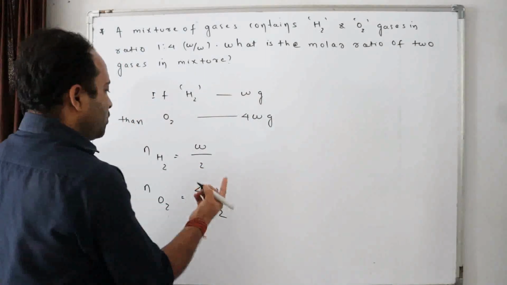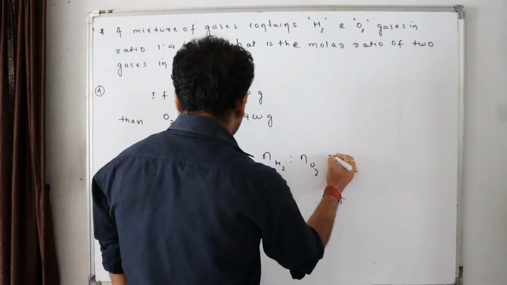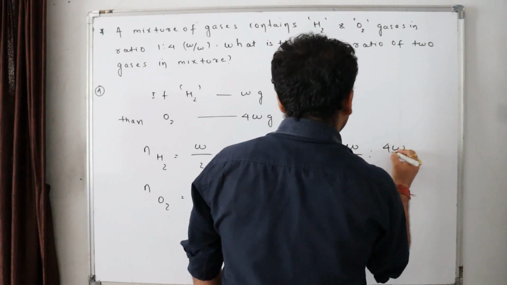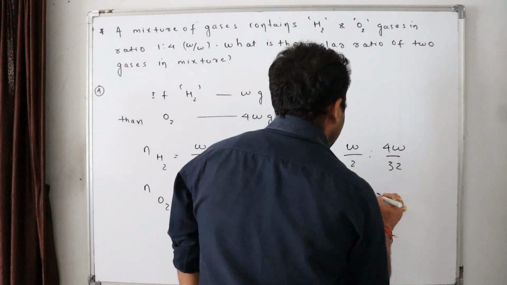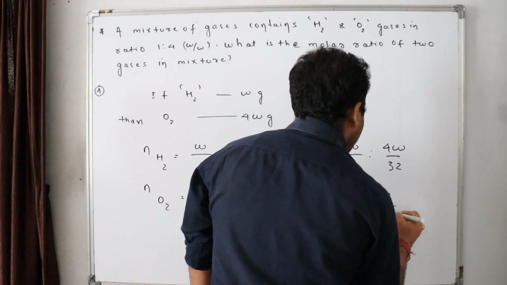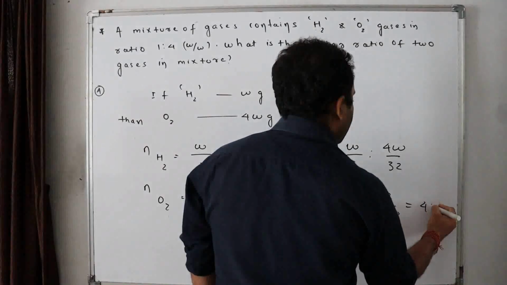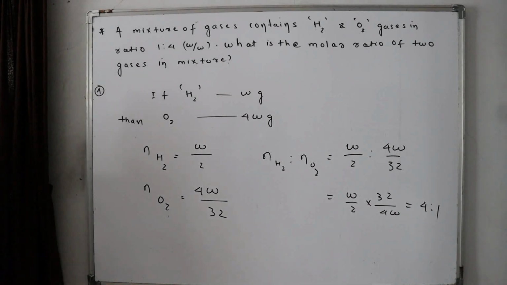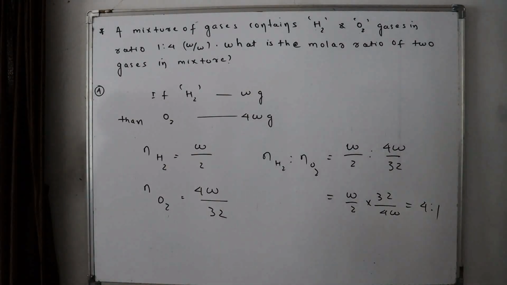Now what is the molar ratio of the two gases? This is number of moles, now molar ratio. Hydrogen to oxygen is equal to W by 2 is to 4W by 32. That is equal to W by 2 into 32 by 4W. Isn't it? It comes to 4:1. Easy. So the molar ratio is 4:1. Done. Doubt? Now let us go for the next question.